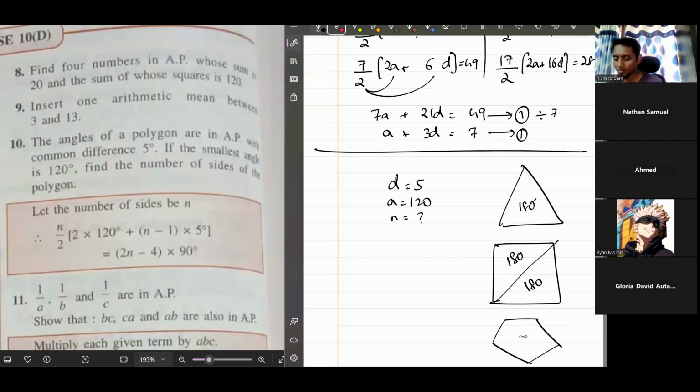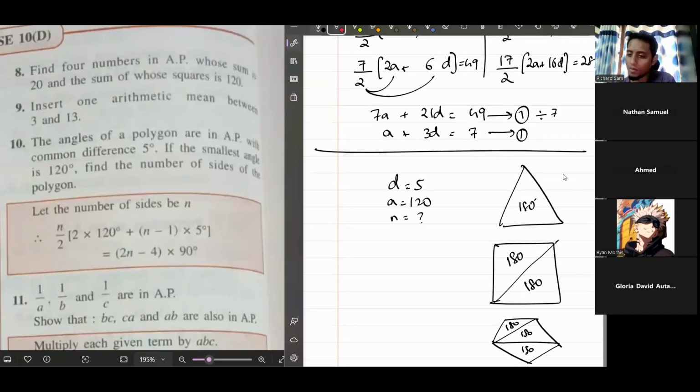Now, for a pentagon, this is made up of how many triangles? If I draw like this, I'm getting how many triangles here? 3 triangles. So that is 180 plus 180 plus 180, 540. So for every side that is increased for the polygon, you're adding 180. Okay. So like this, they're deriving a formula.